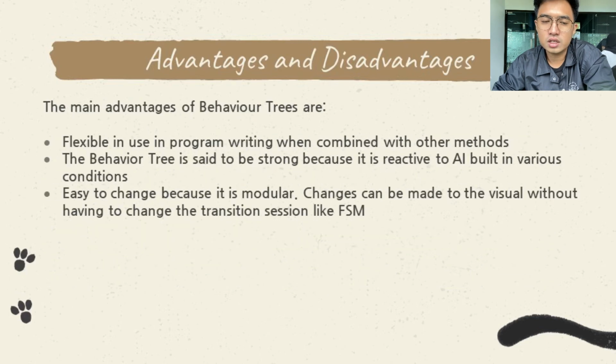Okay, next, the advantages of behavior trees are: first, flexibility in use in program writing when combined with other methods. The second is that the behavior tree is said to be strong because it is reactive to AI built in various conditions. And third, it is easy to change because it is modular. Changes can be made to the visual without having to change the transitions like in FSM.